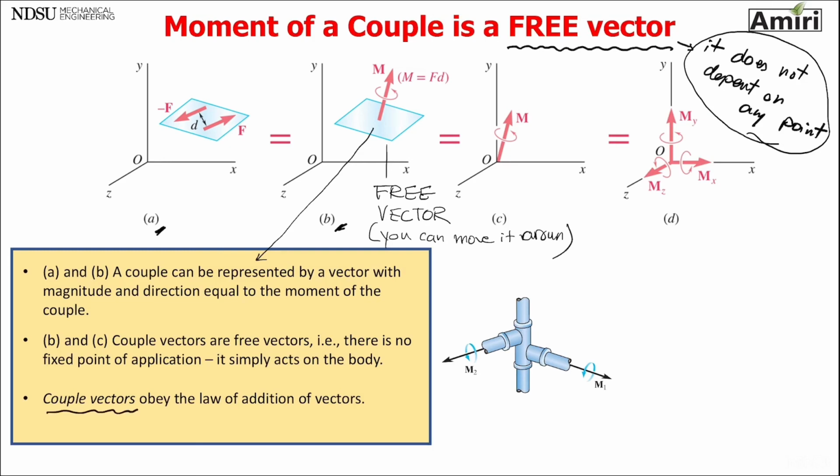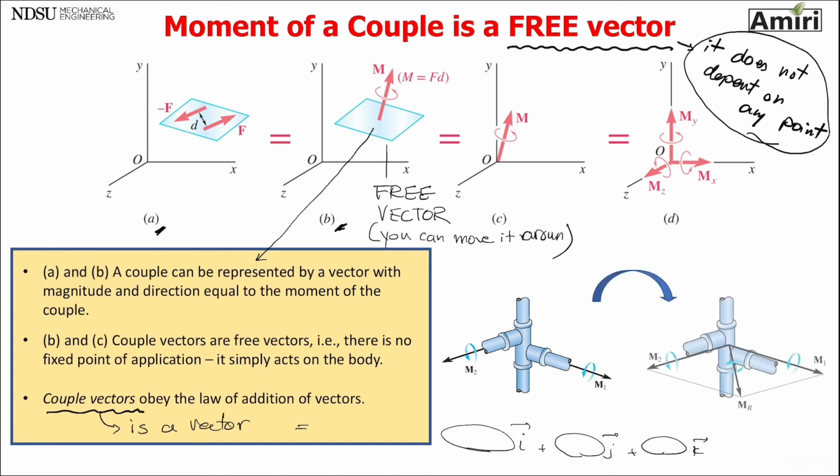So the couple vector is still a vector, meaning it has something i, something j, something k. And that's what figure D is showing. The moment of a couple is still a vector and it still has its Mx, My, and Mz. So we're going to use this free vector feature of it and simplify some of the systems.